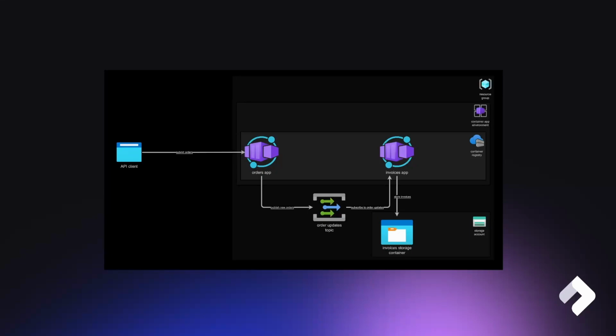To get this all running in the cloud, we'll need a number of resources, including a resource group, two Azure container apps, orders and invoices, a container registry for the Docker images for those containers, and a container app environment to run them in. We also need an event grid topic to bind them together, and a storage container inside a storage account for storing the PDF documents that we generate.